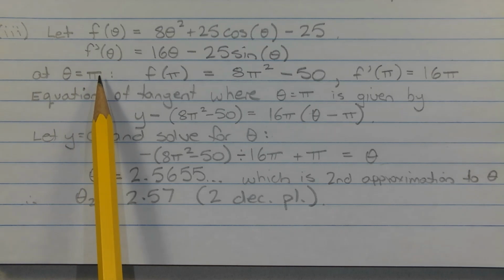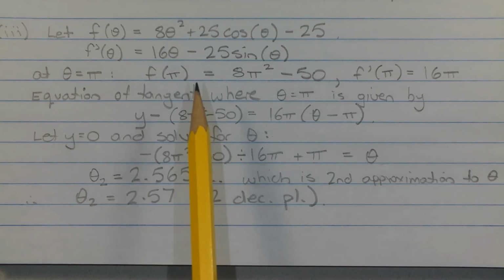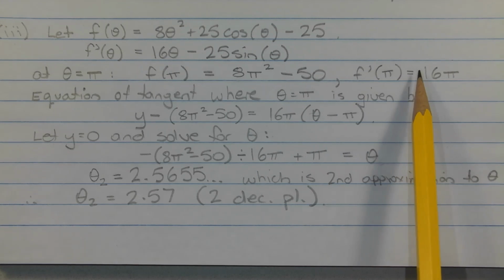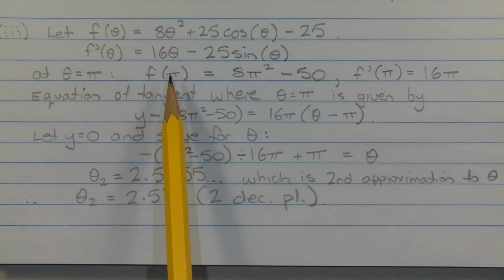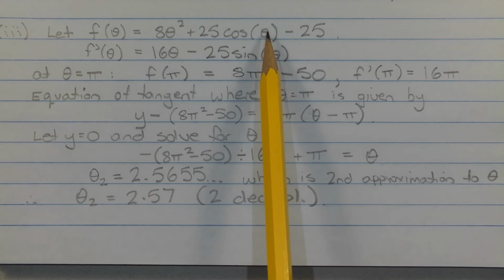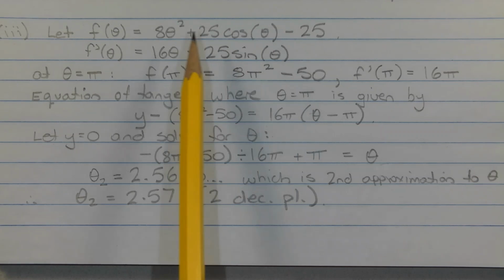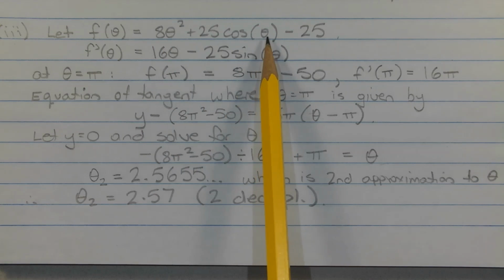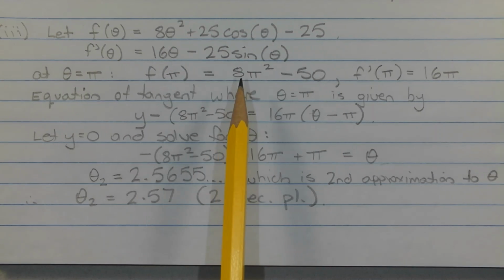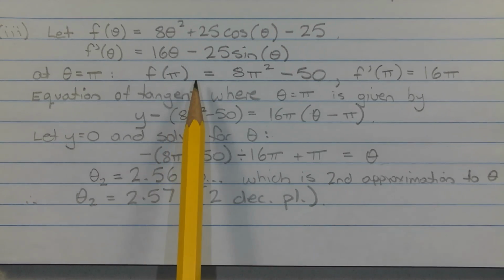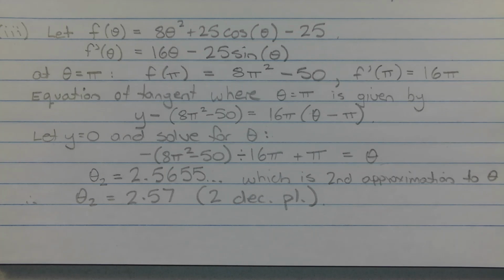Now at theta equals pi, which is our first approximation, f of pi is equal to 8 pi squared minus 50, and f dash of pi is equal to 16 pi. Now we get that by substituting pi for theta here and here, which gives us our f of pi. Now cos of pi is equal to negative 1. So we have 8 pi squared minus 25 minus 25, and that gives us our 8 pi squared minus 50 for f of pi. Now this represents the y coordinate of the point of contact of the tangent to the curve where theta is equal to pi.